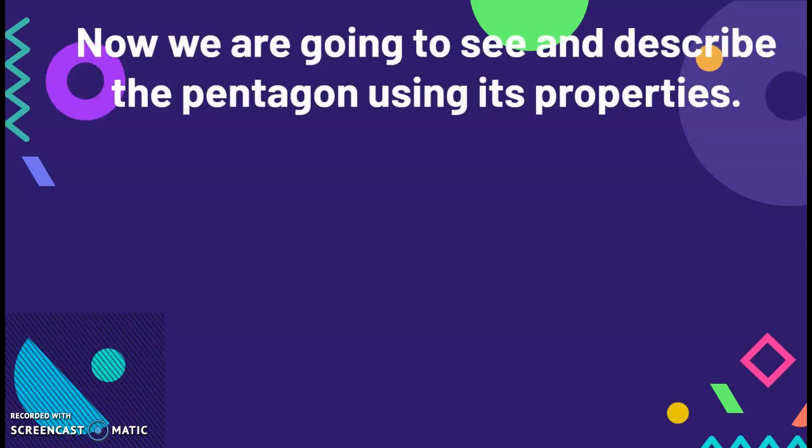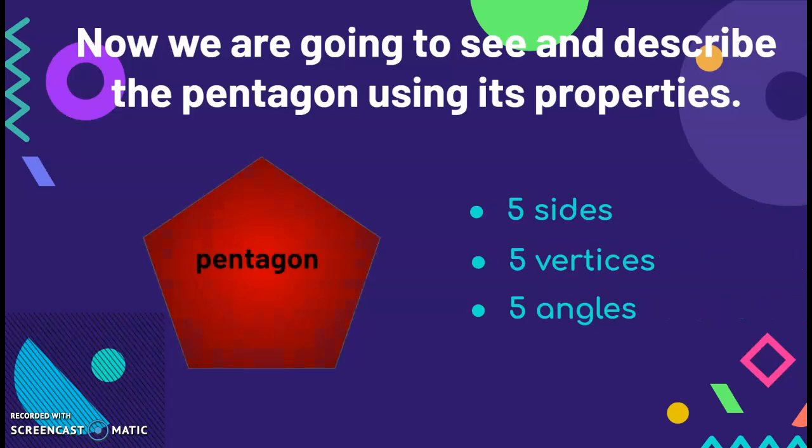Now we are going to see and describe the pentagon using its properties. The pentagon has 5 sides, 5 vertices, and 5 angles.